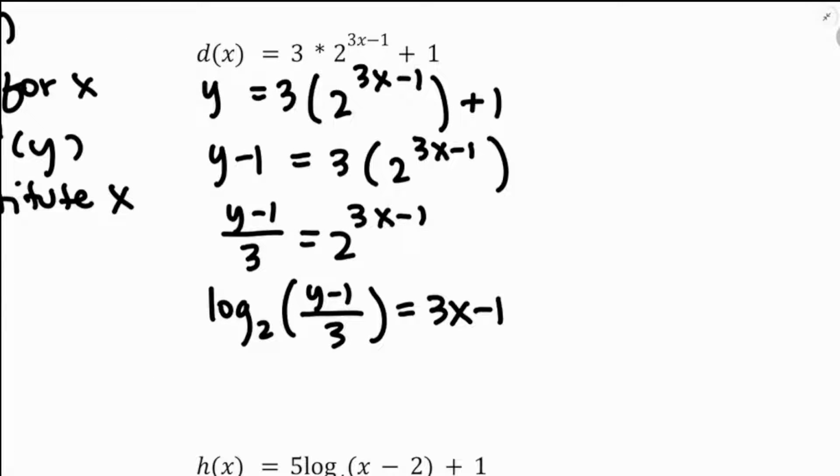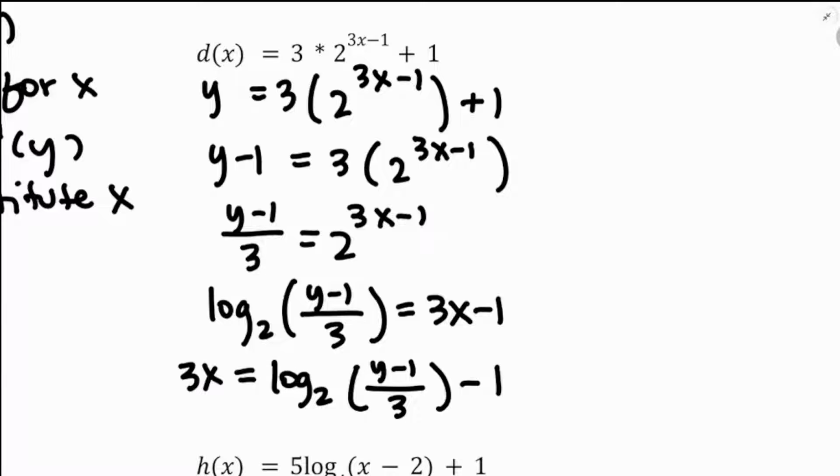So 3x is going to equal log base 2 of y minus 1 over 3, minus 1. And then I'm going to divide both sides of this equation by 3. I'm just going to divide the whole thing by 3, right? Don't make it too hard on yourself.